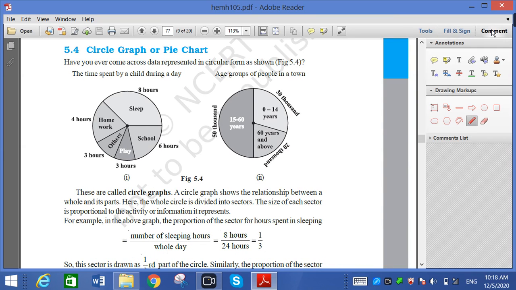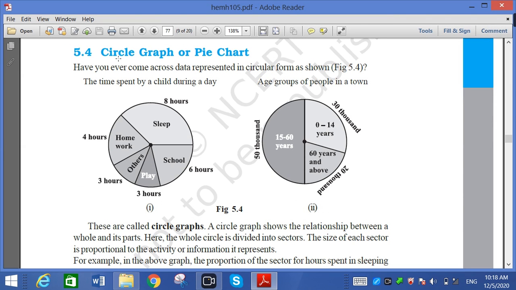Now a new topic we have to start, that is circle graph or pie chart. You already know this from earlier classes. Everyone knows the meaning of a circle. Another name for a circle graph is pie chart.